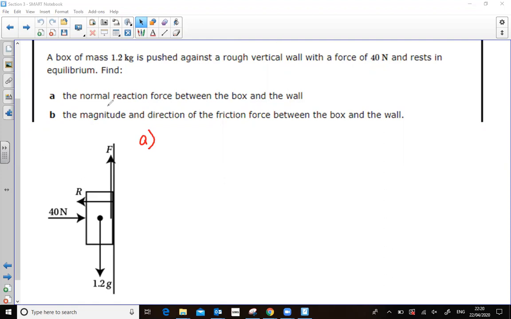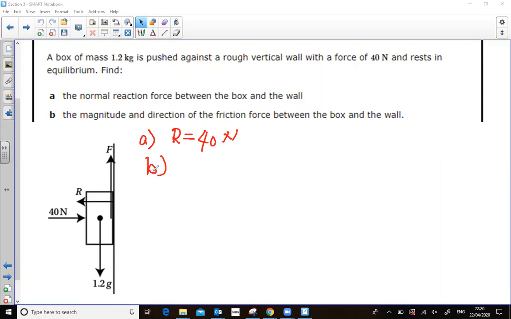So let's work out the normal reaction force between the box and the wall. You can see the normal reaction is actually acting in the horizontal direction this time, so we only need to consider the horizontal force. And in this case, there's only one other force, which is the 40 Newton. Because the box is in equilibrium, those two forces must balance. So straight away, we know that the normal reaction force equals 40 Newton.